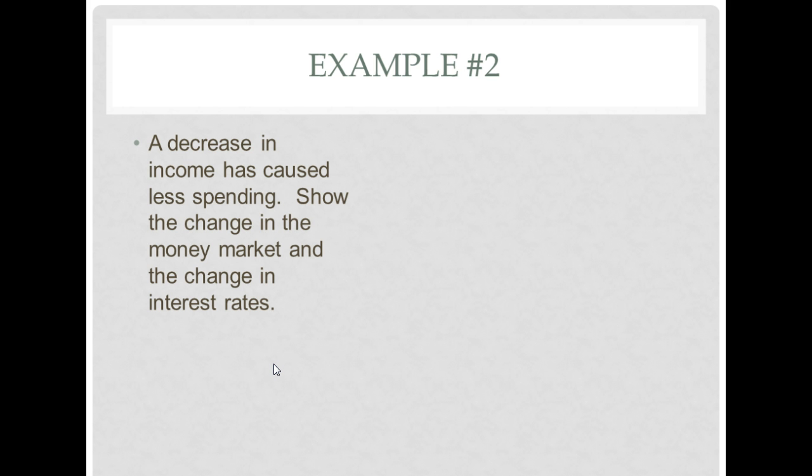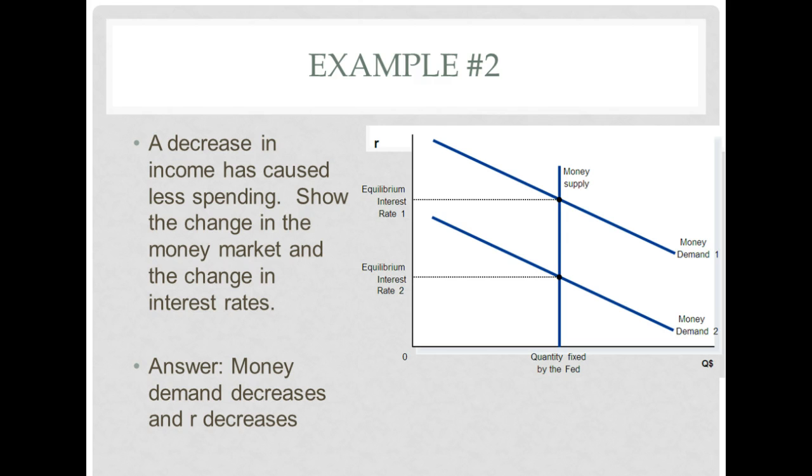Okay, let's see how you did. A decrease in income has caused less spending. So then we want to show the change in the money market. Well, if we have less spending, people will need less cash in their pockets, and therefore we're going to say money demand would decrease. And it should look something like this. You'll notice that here was our initial money demand. Here is our new money demand. Here's our original interest rate. Here's our new interest rate. And the decrease in money demand has caused interest rates to decrease. And that is correct.